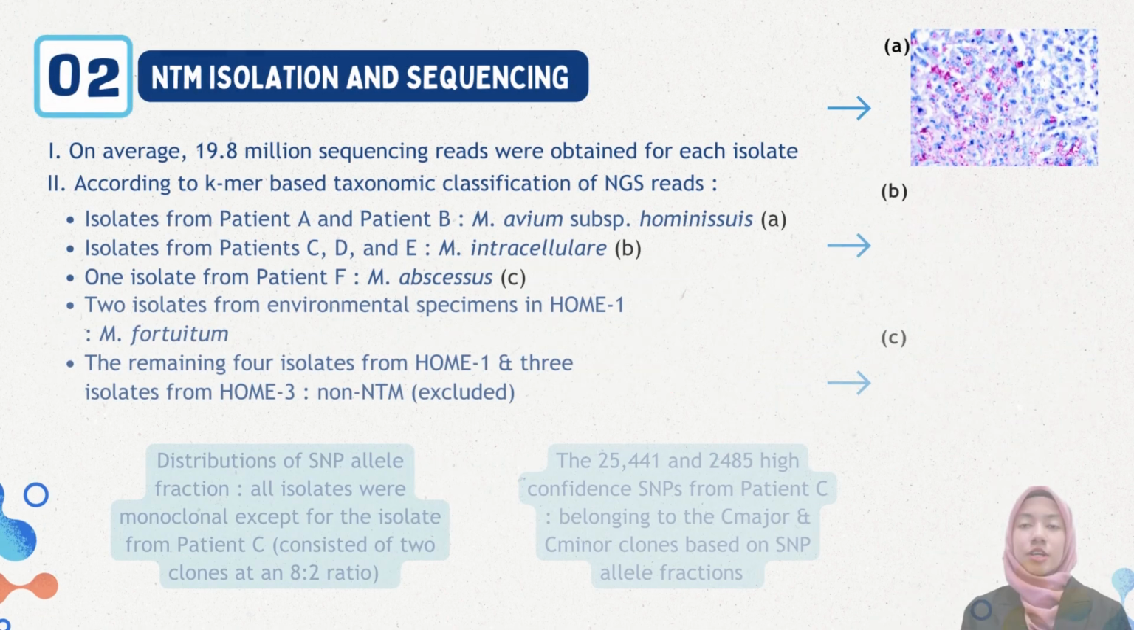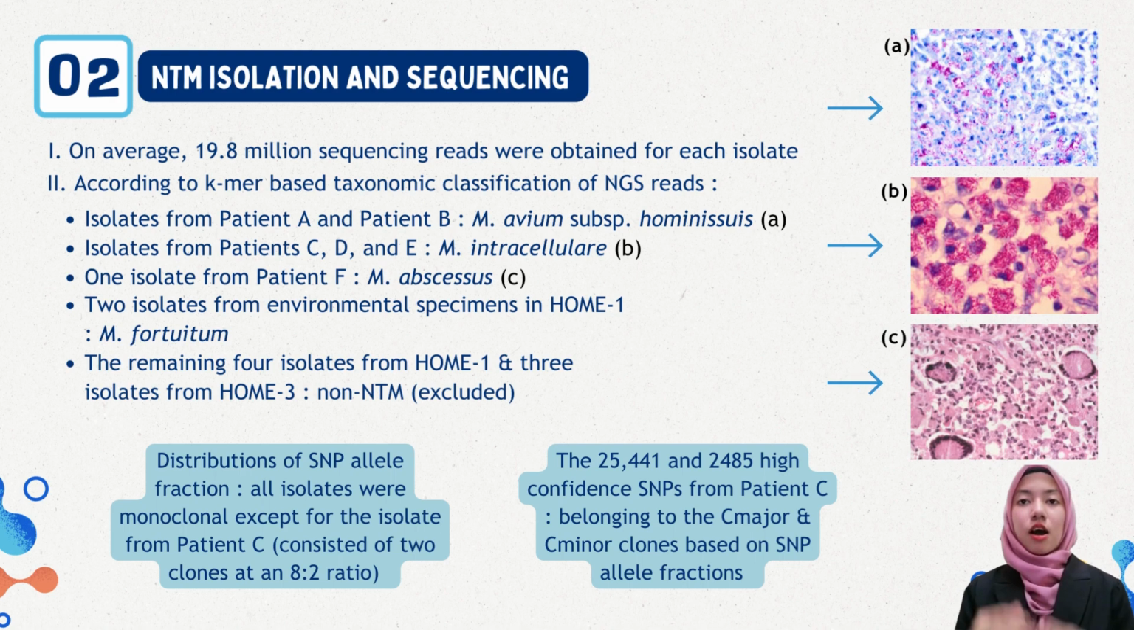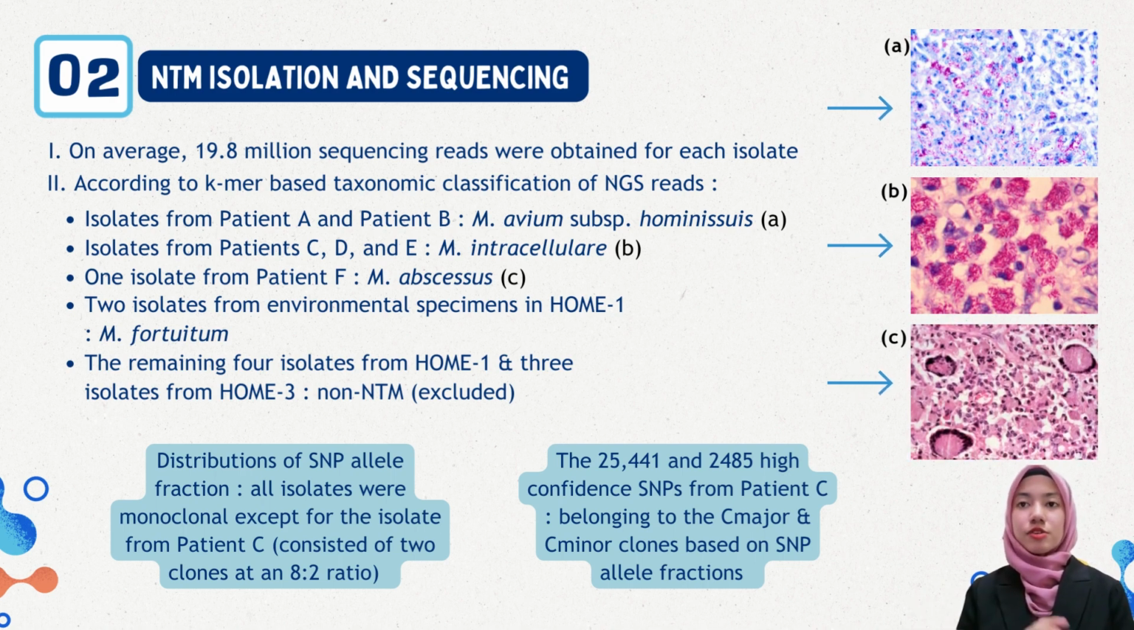The second result is on NTM isolation and sequencing. On average, 19.8 million sequencing reads were obtained for each isolate. According to Kraken-based taxonomic classification of NGS reads, isolates from patient A and patient B were identified as Mycobacterium avium subspecies hominissuis. Isolates from patient C, D, and E were identified as Mycobacterium intracellulare. One isolate from patient F was identified as Mycobacterium abscessus.